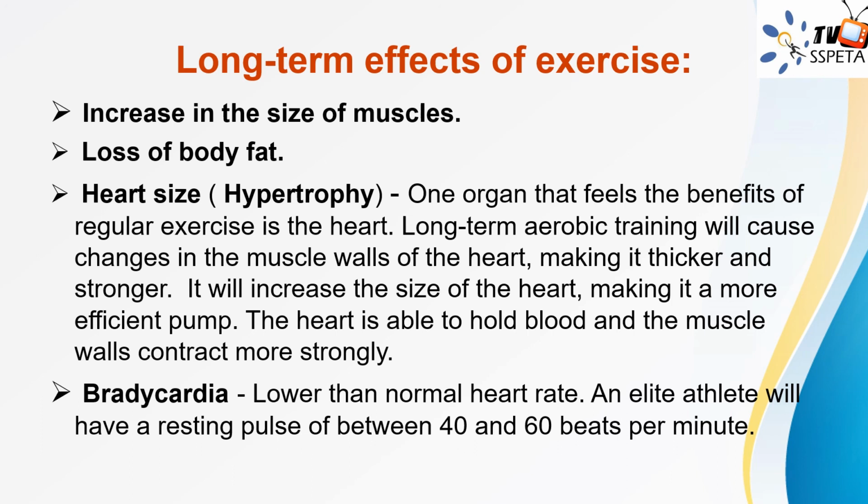Long-term aerobic training will cause changes in the muscle walls of the heart, making it thicker and stronger. It will increase the size of the heart, making it a more efficient pump. The heart is able to hold more blood and the muscle walls contract more strongly. 4. Bradycardia, a lower than normal heart rate. An elite athlete will have a resting pulse of between 40 and 60 beats per minute.